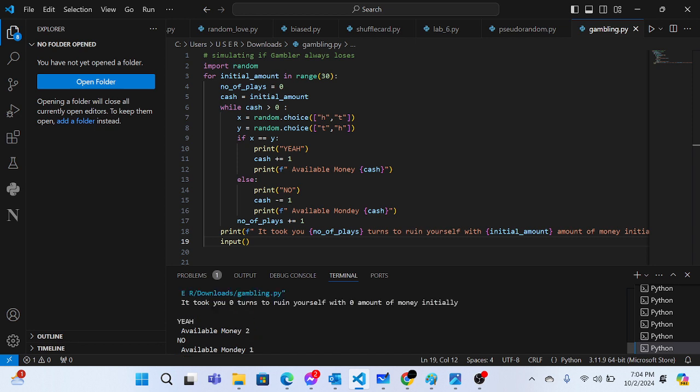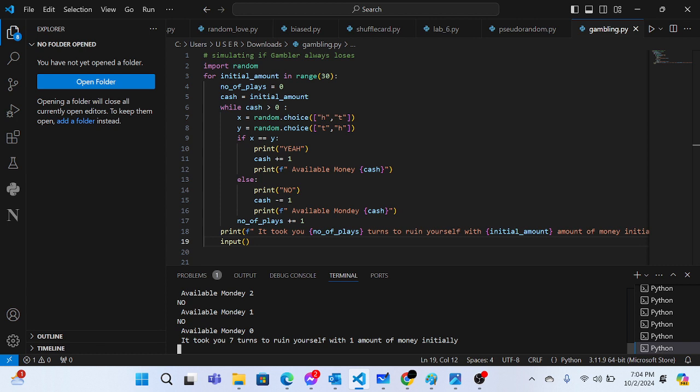So when he comes with just $1, first of all, he gets it correct. Money is 2. No, incorrect. Money is 1. Again, correct. Money is 2. Correct. Money is 3. No, money is 2. No, money is 1. No, money is 0, and he ruined himself. So it seems that with $1, it just takes around 7 turns. It can be 1 turn as well, because if he had not got the correct answer in the first step itself, he would have ruined himself. So anyway, with the random choice as well, he ruined himself.